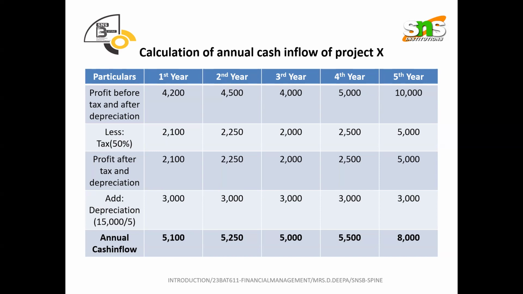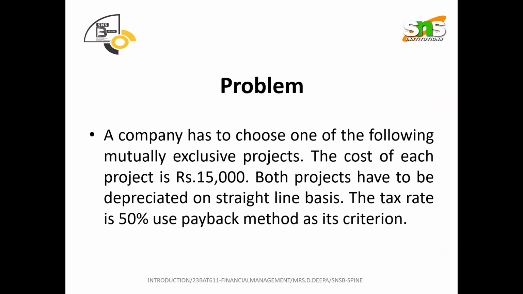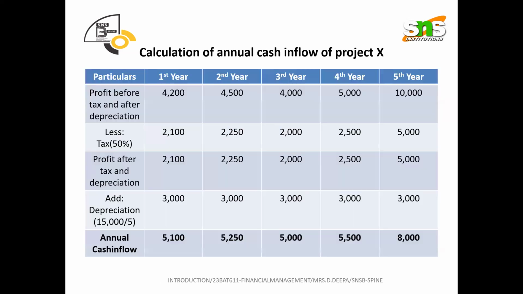When we reduce the tax from the profit before tax and after depreciation, we get the data as 2,100, 250, 2,000, again 500, and then 5,000. That is profit after tax. This before-tax figure becomes after-tax now. That data is inserted, and after that, depreciation data is also given here, as both the projects have to be depreciated on a straight line basis.